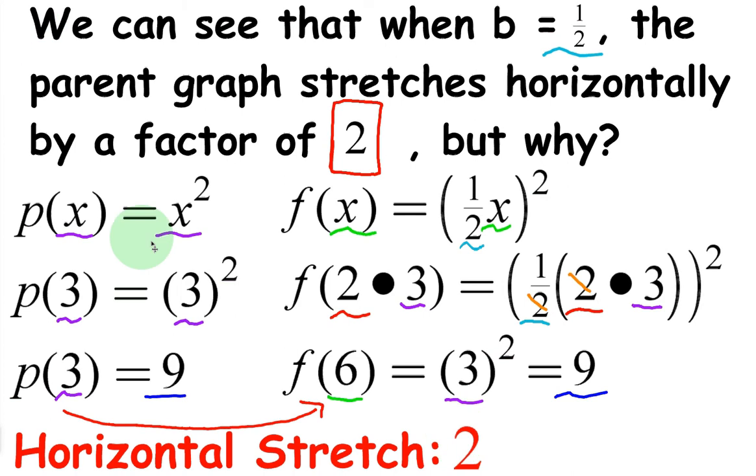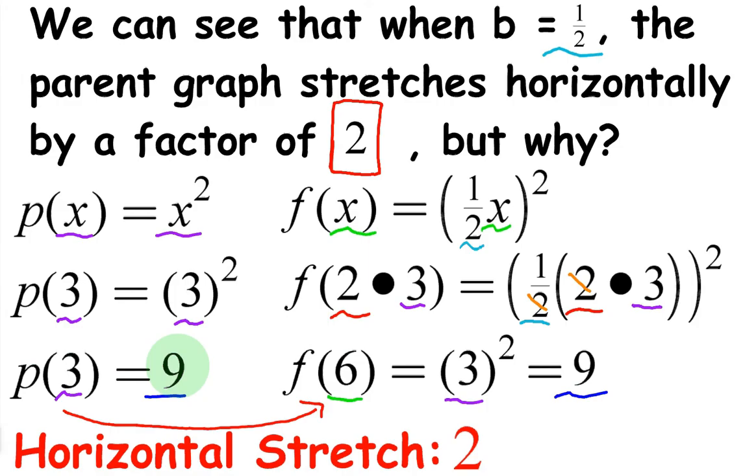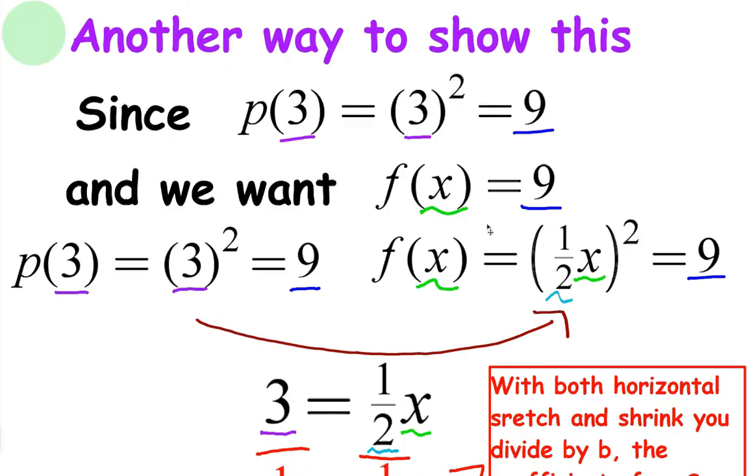Okay, what about for 3? Well, p of 3 is equal to 9, as we just showed on the graph here. You can see p of 3 is 9. Why does f of 6 equal 9? Or how do we get that algebraically? Well, again, you're going to have to take this original x value and multiply it by 2 to cancel out this 1/2 we put in front of the x for our b value, because that will ensure that our input is still 3 and we get the same y value back of 9.